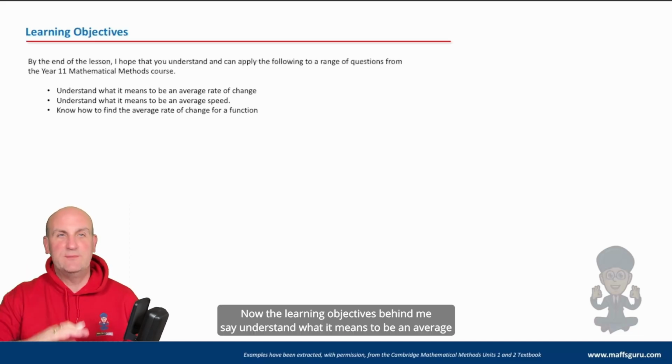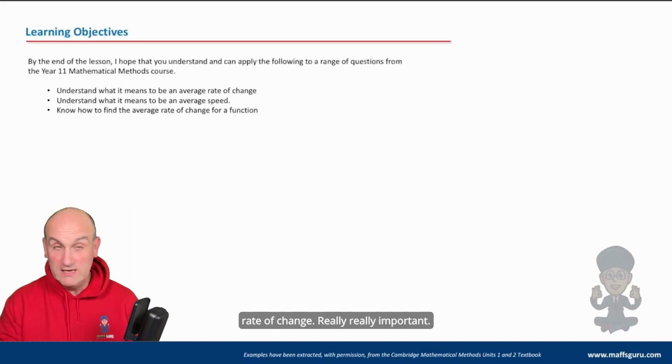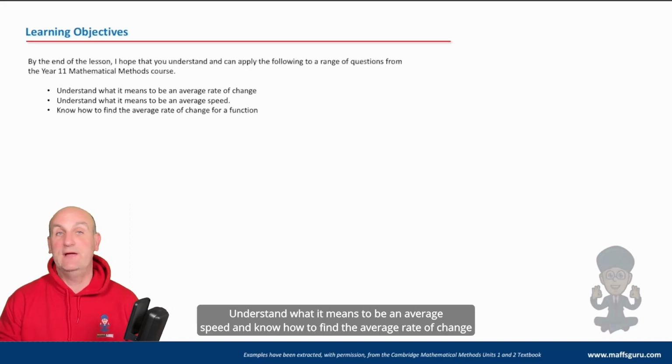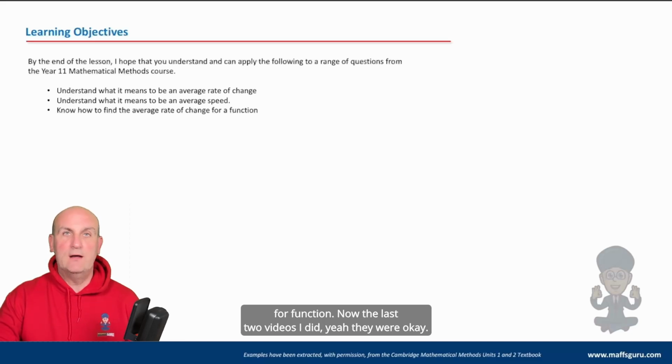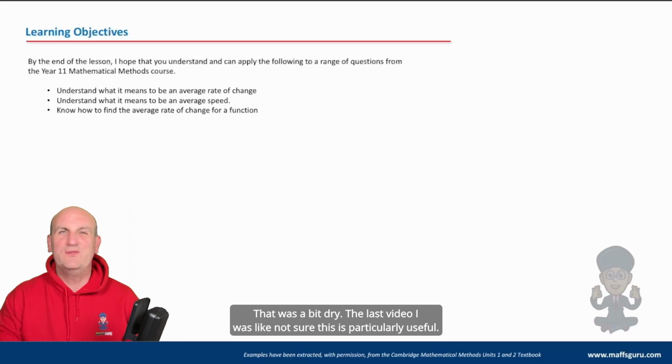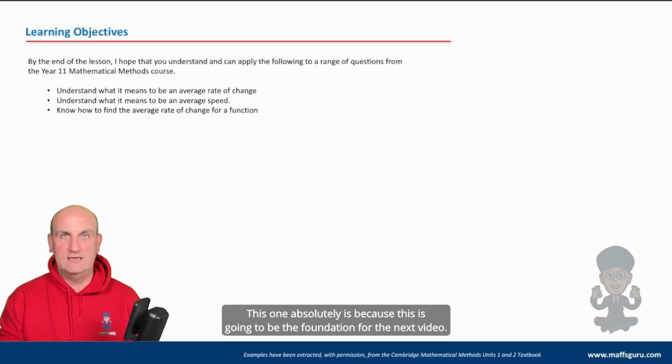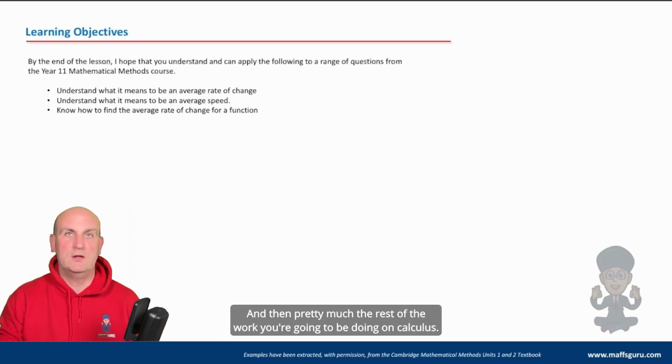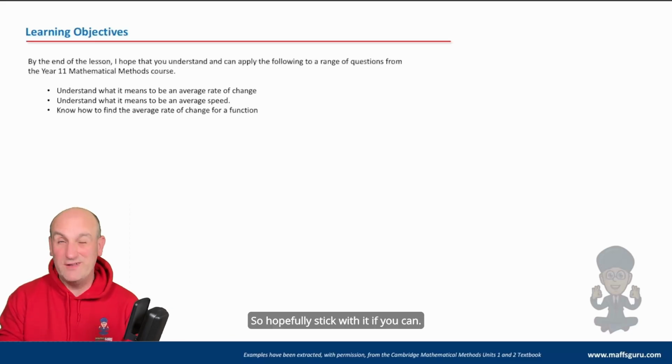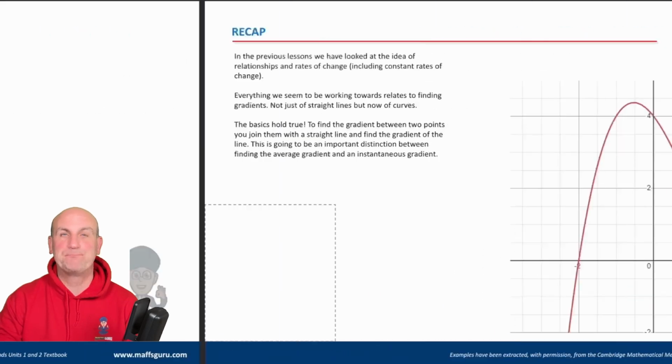Now the learning objectives behind me say: understand what it means to be an average rate of change. Really important. Understand what it means to be an average speed and know how to find the average rate of change for a function. Now the last two videos I did were okay, a bit dry. This one absolutely is useful, because it is going to be the foundation for the next video and pretty much the rest of the work you're going to be doing on calculus. So hopefully stick with it if you can.